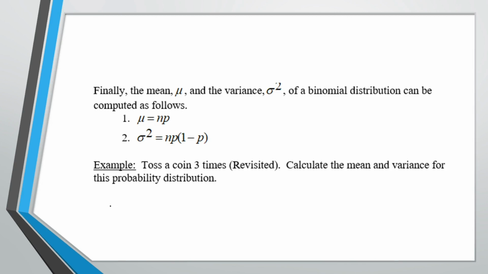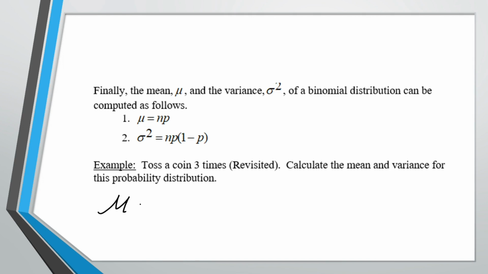Finally, the mean and the variance of a binomial distribution can be computed as follows. The mean is equal to n times p, and the variance is equal to np times the quantity 1 minus p. And so we'll try an example. Let's toss a coin 3 times. Calculate the mean and variance for this probability distribution.